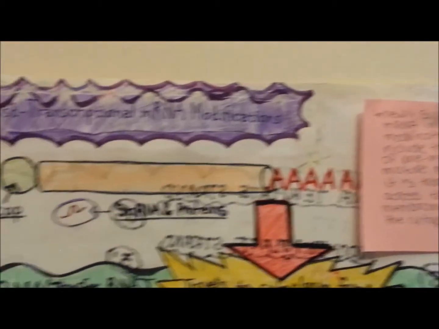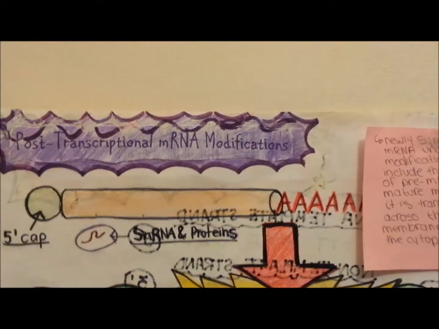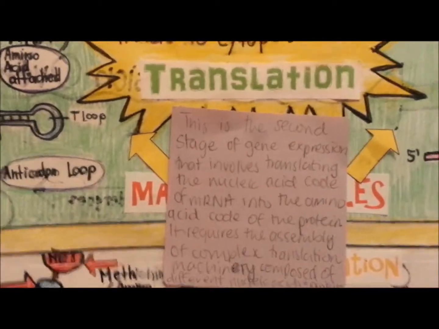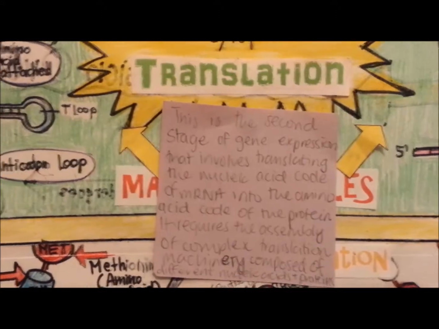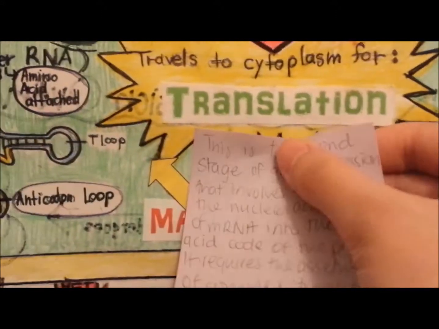The introns which are found in pre-mRNA are then removed, and the addition of exons occurs. We'll be moving on to translation. Translation is the second stage of gene expression that involves translating the nucleic acid code of mRNA into the amino acid code of the protein. The major molecules involved in this crucial stage of protein synthesis are transfer RNA, tRNA, and the ribosomes.